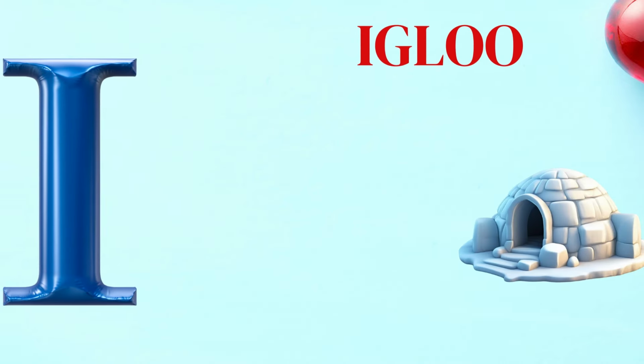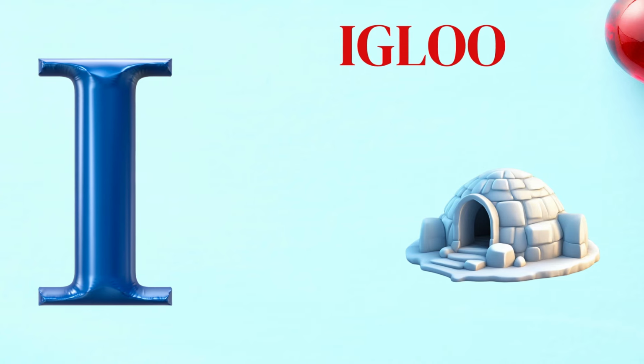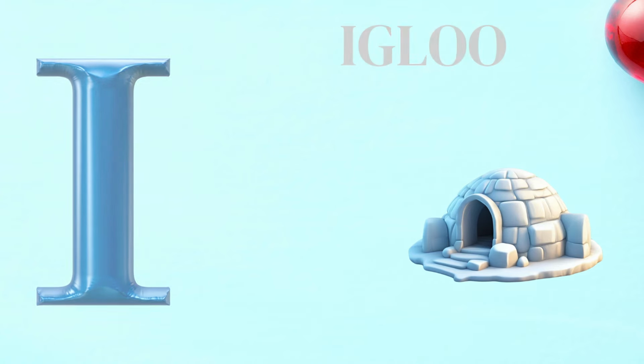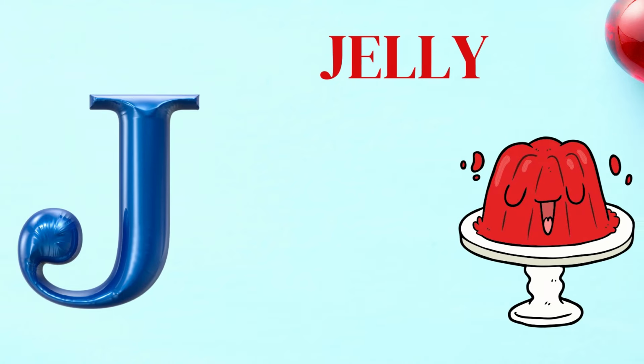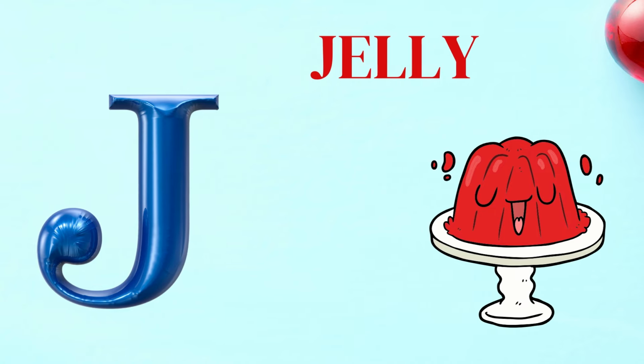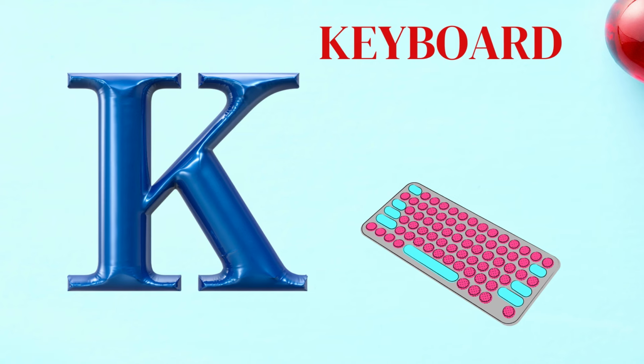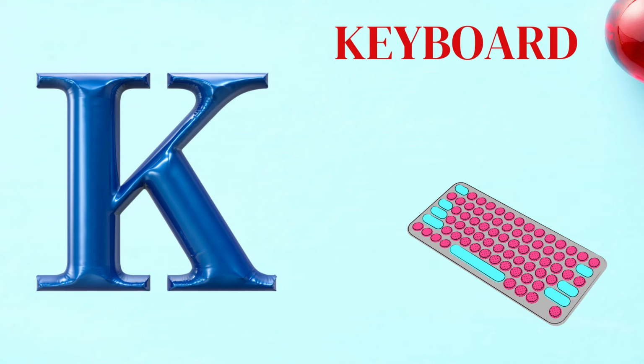I is for igloo. I, i, igloo. I, igloo. J is for jelly. J, j, jelly. J, jelly. K is for keyboard. K, k, keyboard. K, keyboard.